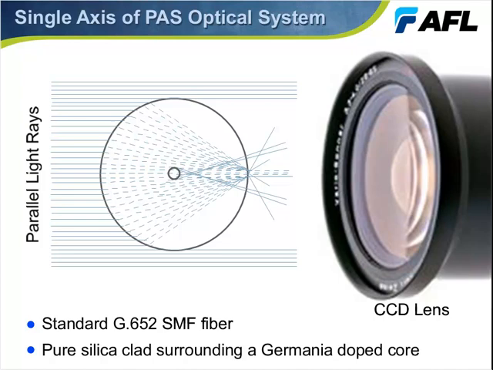And the same thing happens at the interface of the core and the cladding, and this is a typical simple G.652 single mode fiber, so the core is going to have a higher index of refraction than the pure silica cladding because it's doped with germanium.